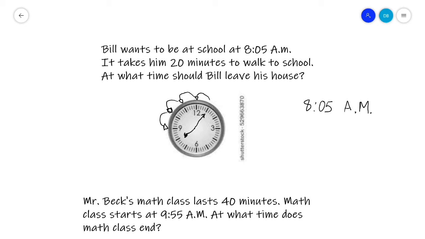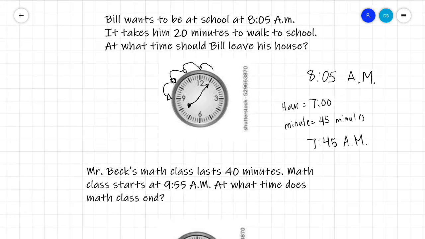Okay, so we know that the hour now, we're in 7 o'clock because we've jumped over 12, and minute equals, let's see, the 9 would equate to 5, 10, 15, 20, 25, 30, 35, 40, 45. So 45 minutes. So 7:45, right? 7:45 plus 20 minutes would get him to school at 8:05 a.m. So 7:45 a.m.